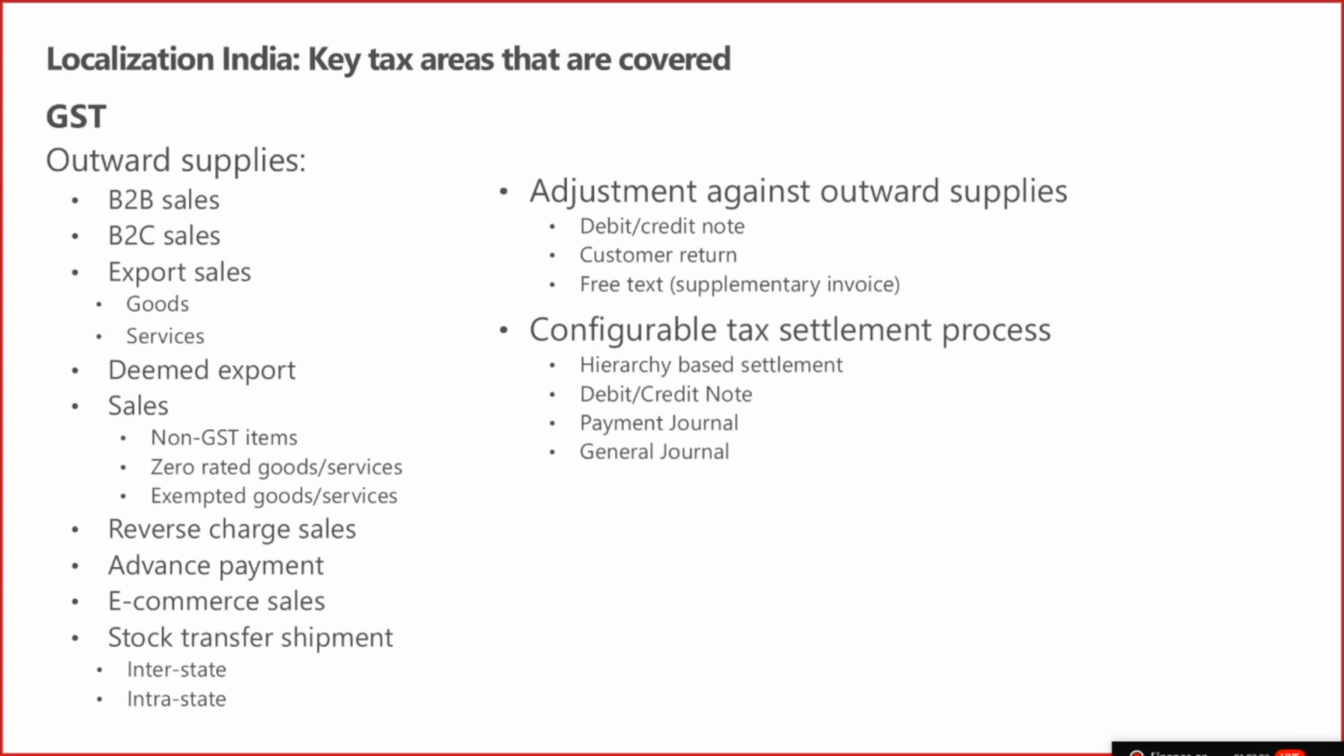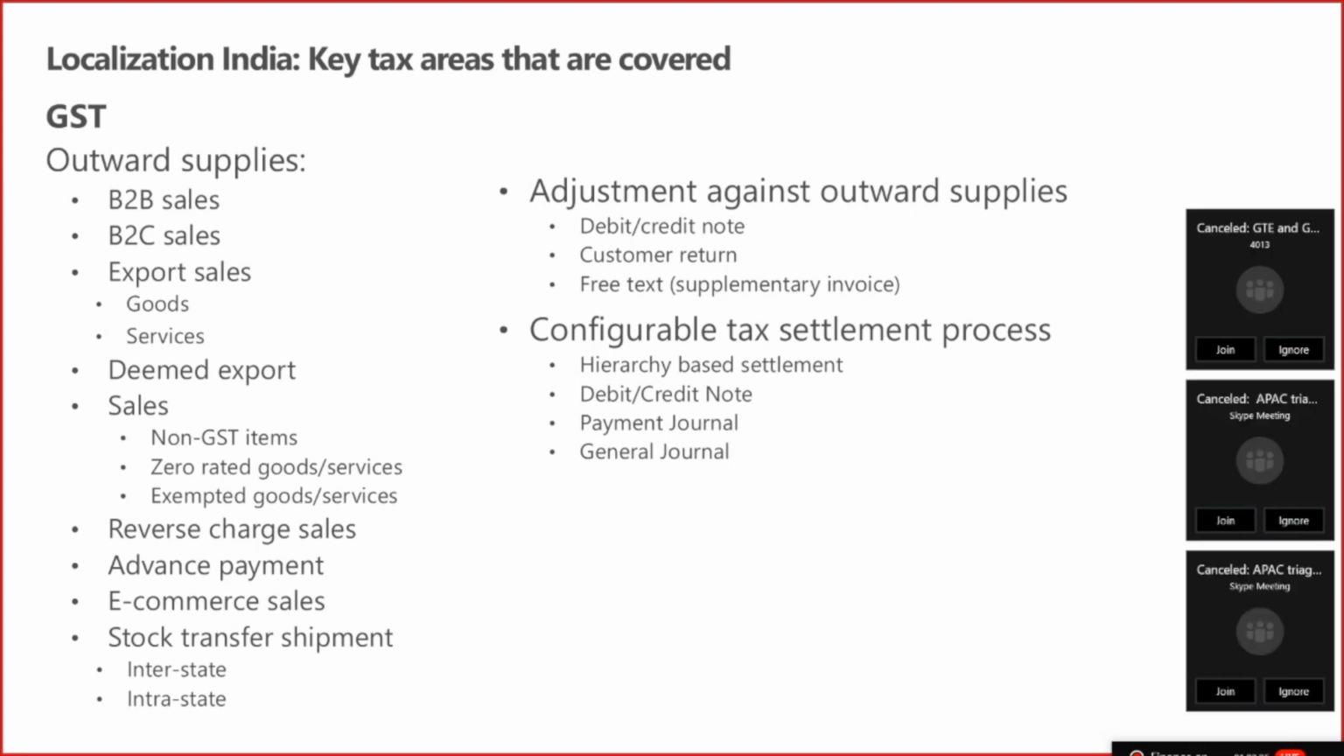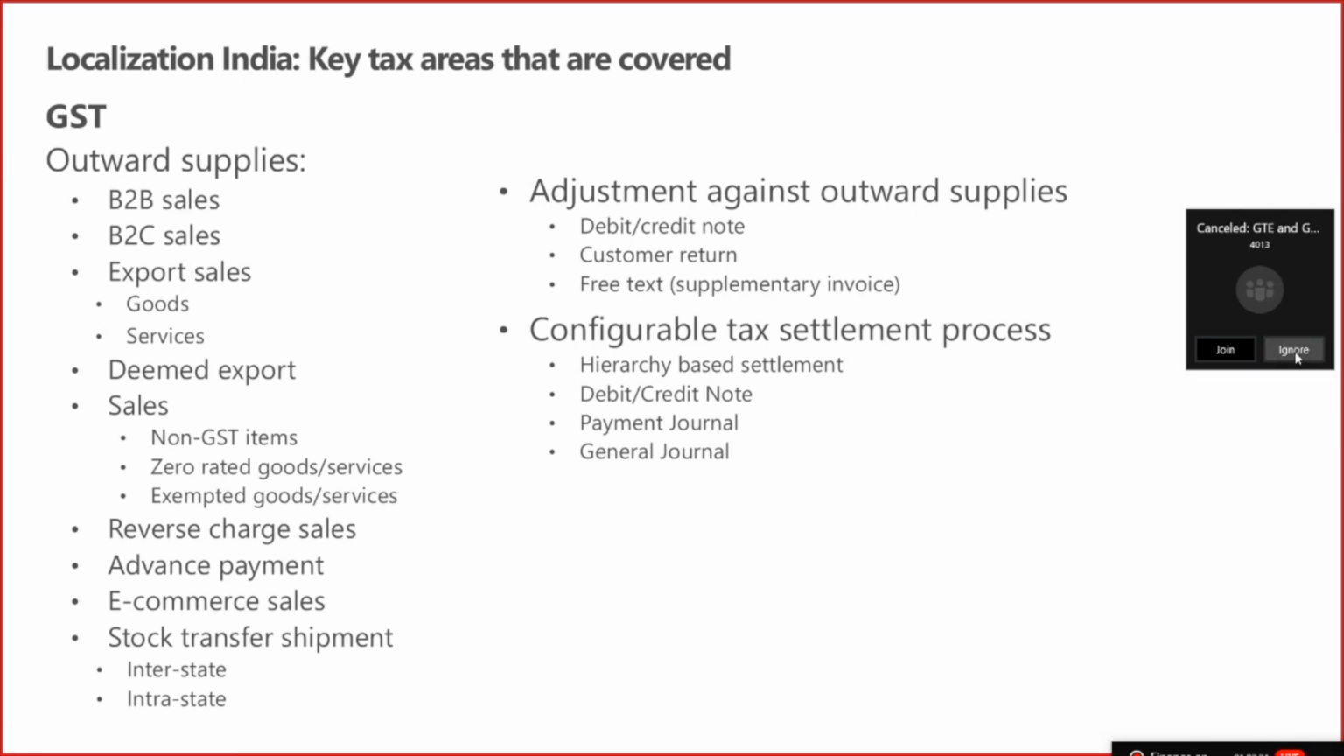Then you can do an adjustment. You can post a debit note, customer return, or free tax invoice where the tax is enabled. And for service, export of service, you can post a free tax invoice as well. So those features are available where you can post a debit or credit note, because normally in GST you cannot reverse the transactions. You have to post the credit and debit note for the transactions.